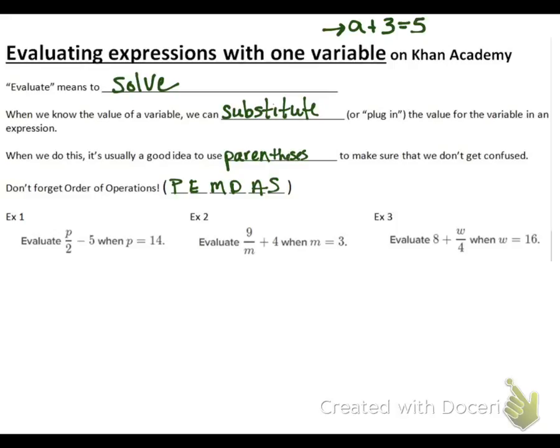So our directions say, evaluate P divided by 2 minus 5 when P equals 14. So they're telling us what P equals. So we need to solve or evaluate the expression. So when my expression is P divided by 2 minus 5, well, what are they saying P equals? So I'm going to plug 14 in for P. So I'm going to put 14, I'm putting parentheses around it, divided by 2 minus 5. And then from here, I just solve.